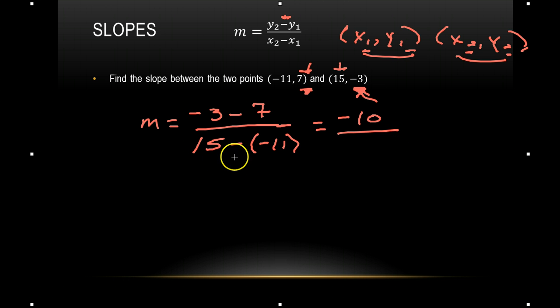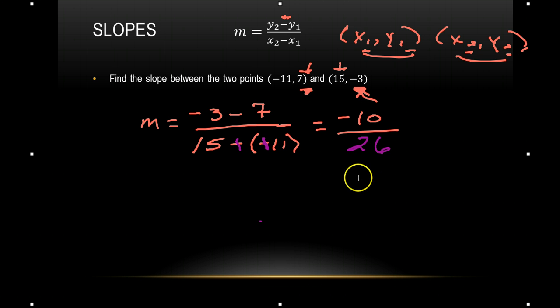15, take away a negative, which is what I like to call a change. What I mean by change is I change the subtraction to addition, and I change the sign right after it from a negative to a positive. So this is the same thing as 15 plus 11, which is going to give us 26.